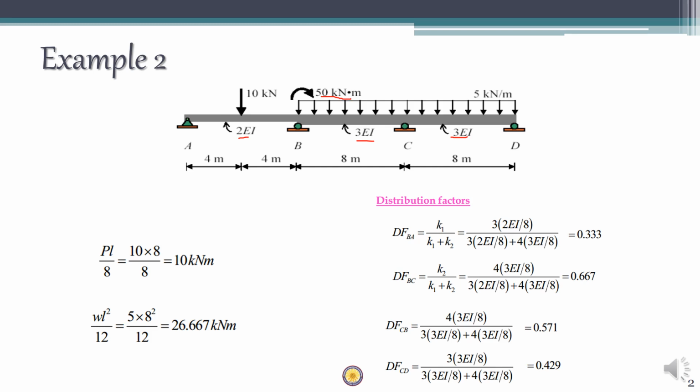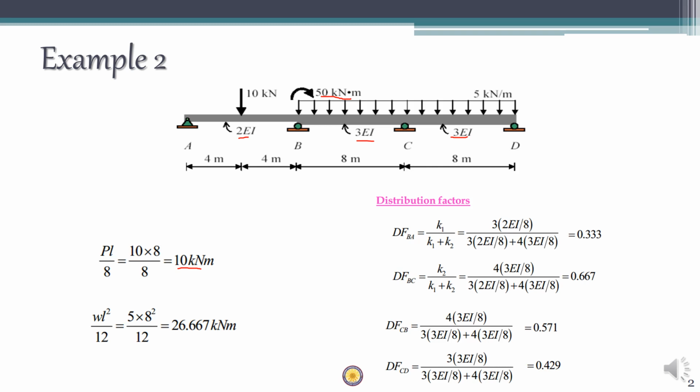So the first thing we have to do is find out the FEMs. For the first span, FEM will be PL by 8. So it is going to be 10 kN meter, which means that FEM AB is going to be minus 10 and FEM BA is going to be plus 10, because right at B we have a clockwise FEM and at A we have an anti-clockwise FEM. So according to sign convention, we have to use the value, right?